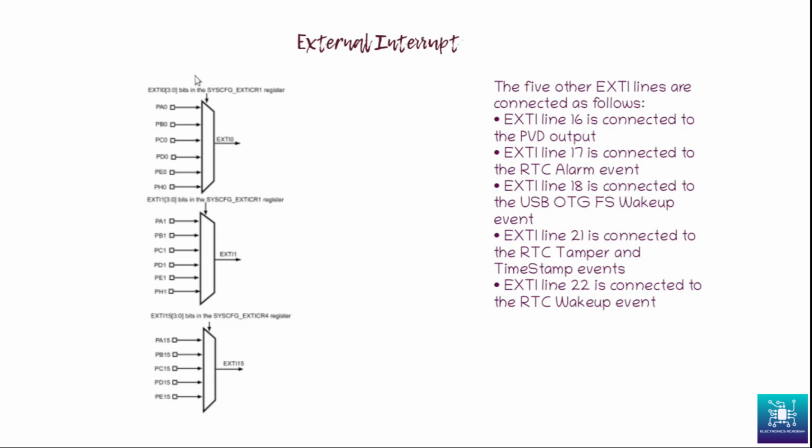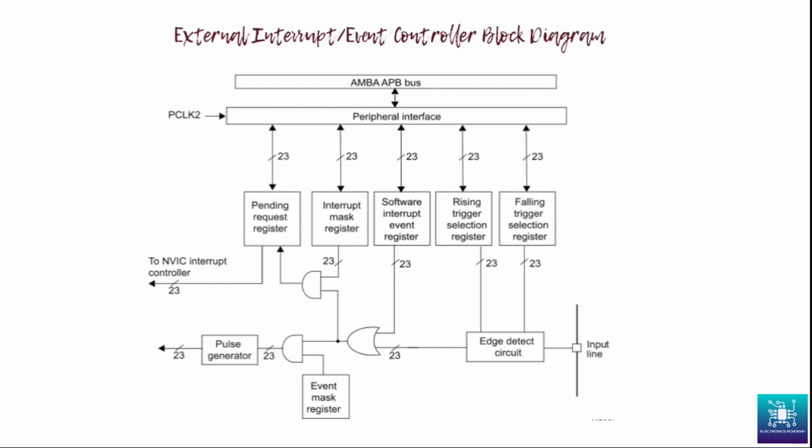In our case, we will be more concerned about configuring the pins and setting up the EXTI interrupts. In our case, it will be the EXTI 0 interrupt connected to port A0 on our discovery board. So we will be configuring that in the code. Now here is the block diagram for the external interrupt event controller.